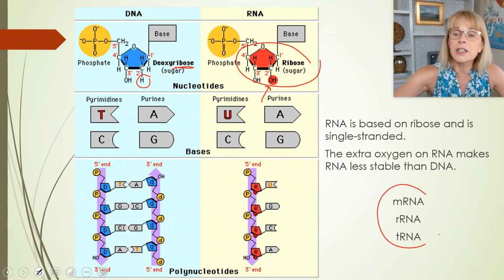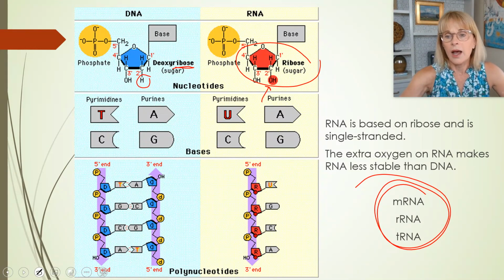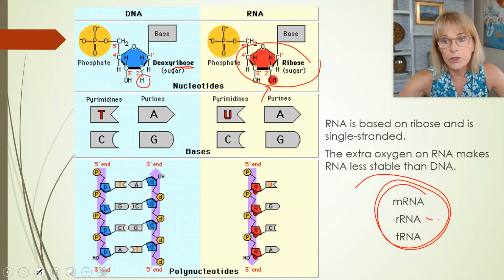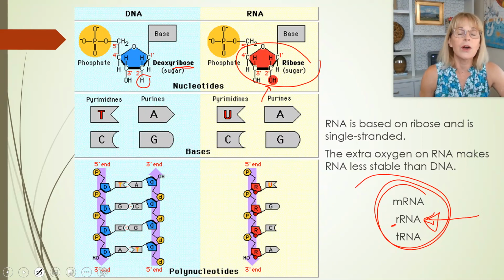There are 3 different kinds of RNA that are important to our story. Ribosomes are made out of this kind of RNA. Do you see that little R at the beginning, the lowercase r at the beginning of that RNA? So rRNA. That lowercase r stands for the one that makes up the ribosome. And ribosomes are made out of ribosomal RNA, rRNA, and protein.